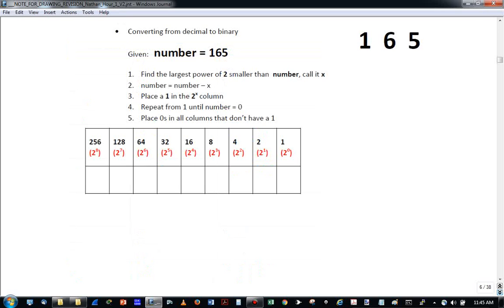If we want to convert from decimal to binary, given a number like 165, there's an algorithm here, but basically it's a simple process of finding the biggest power of 2 that still fits inside 165. So we go through it.